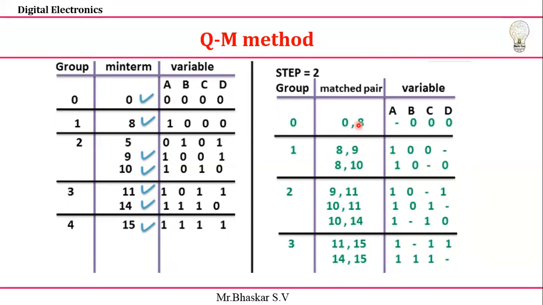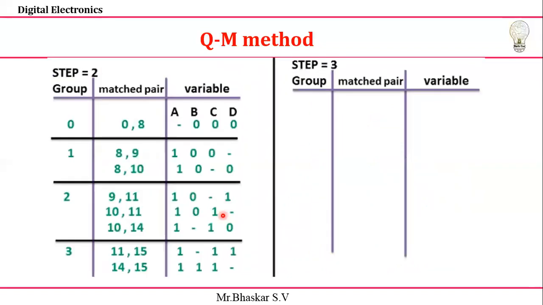In step 3, how are we going to take this on? Let's check it out. I'm going to look for the same again, repeating the process. First, looking for the dash wherever it is there, we need to write the matched pairs. Let's check it out in step 3. So I'm going to look for these cases. Here it is 0 comma 8.